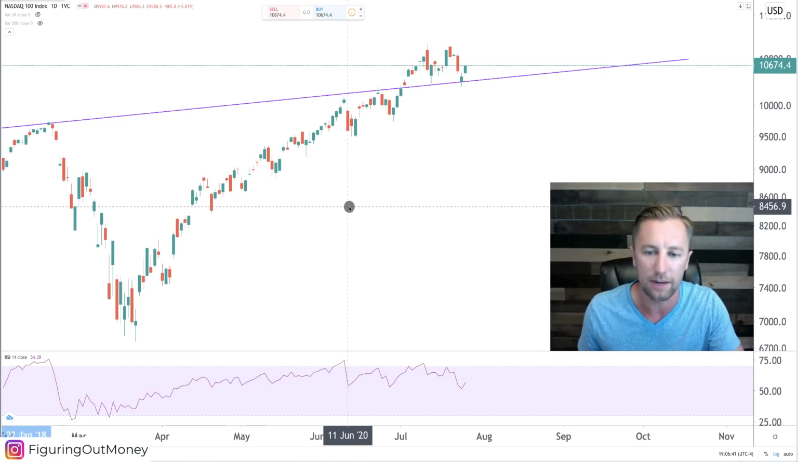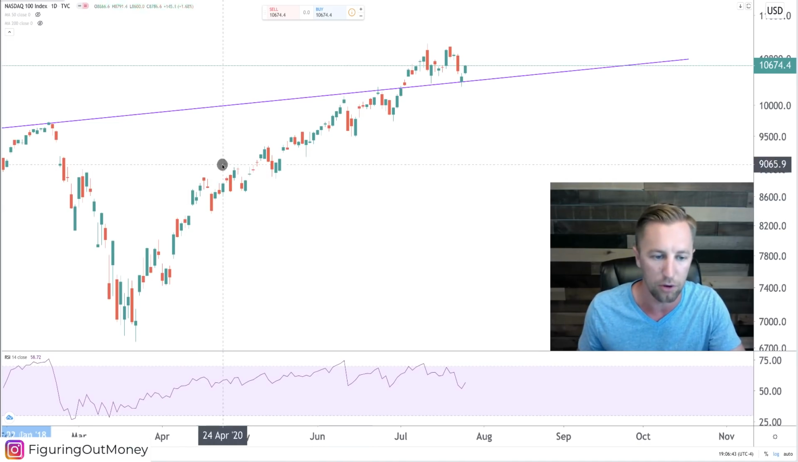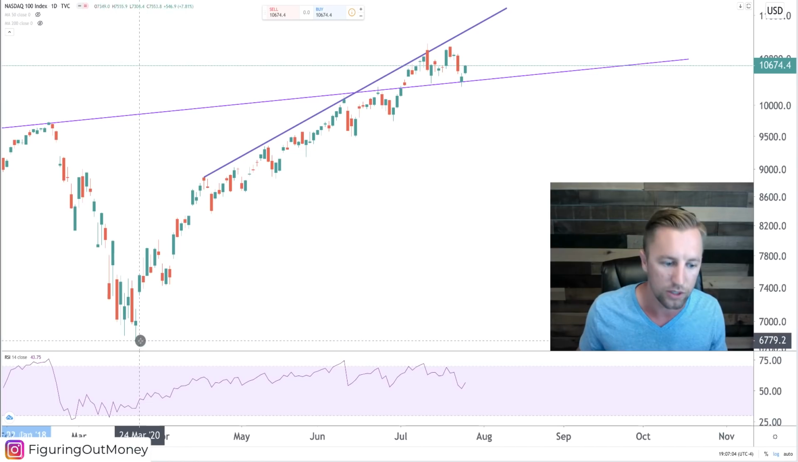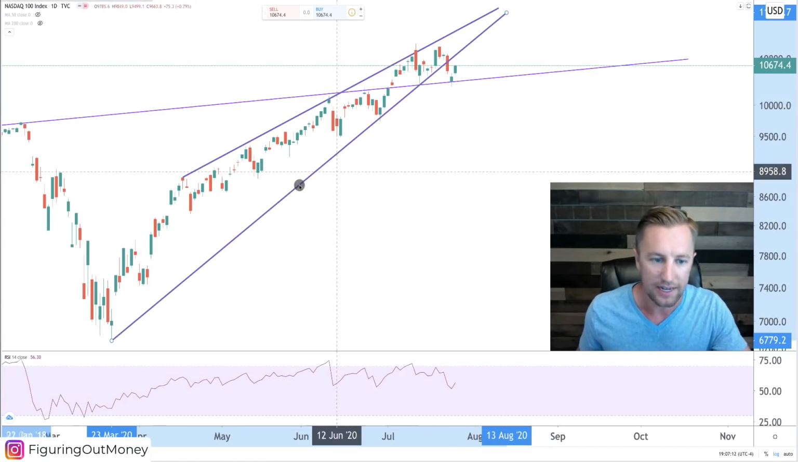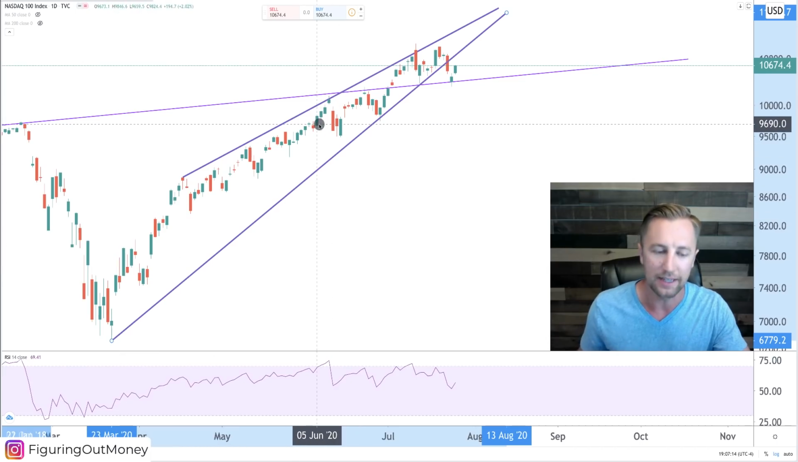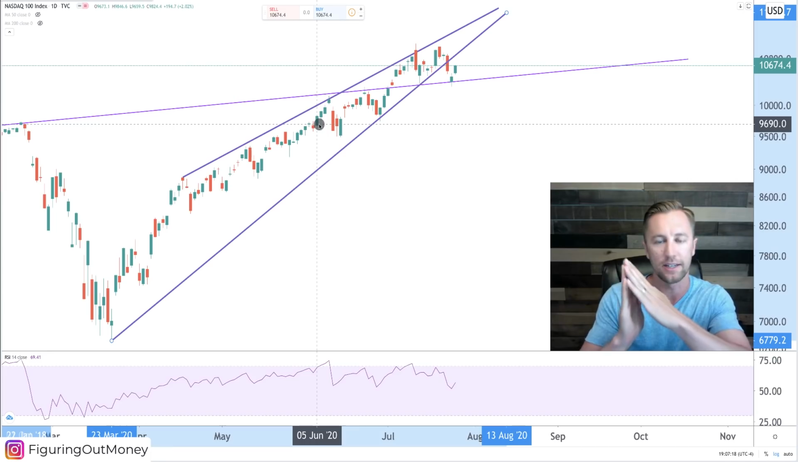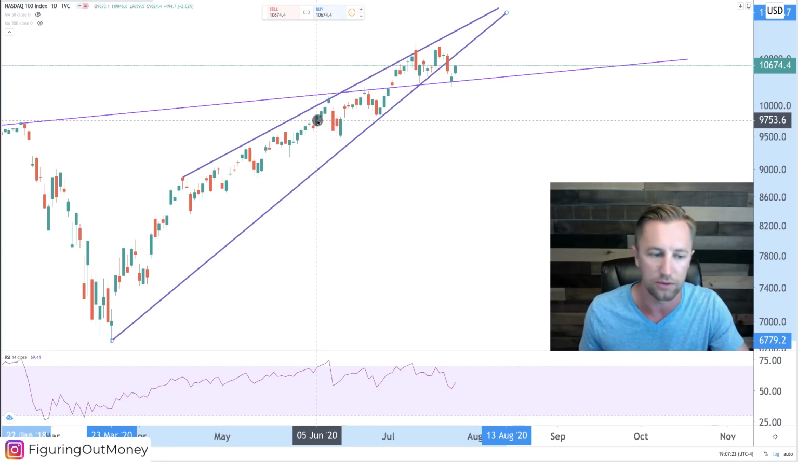Now, the pattern that I'm seeing form that just recently broke is this right here. This is what's known as a rising wedge pattern. And as you can see, this rising wedge is basically saying that the market goes higher and higher and it gets tighter and tighter as it coils up, and eventually it breaks down to the downside.